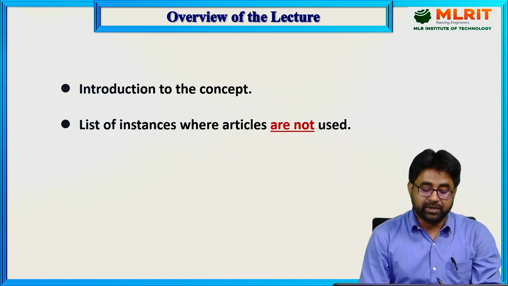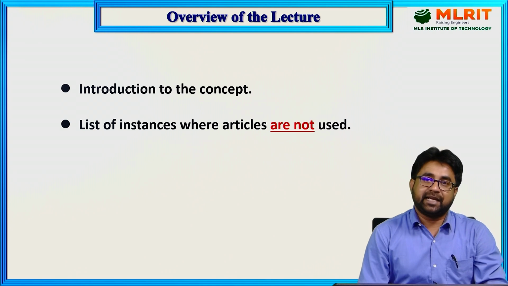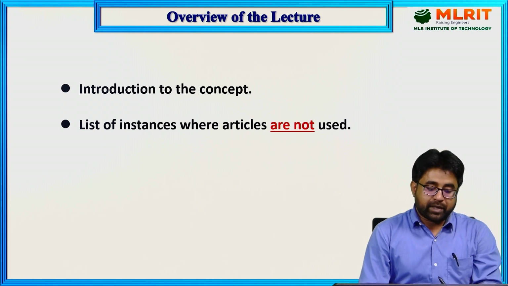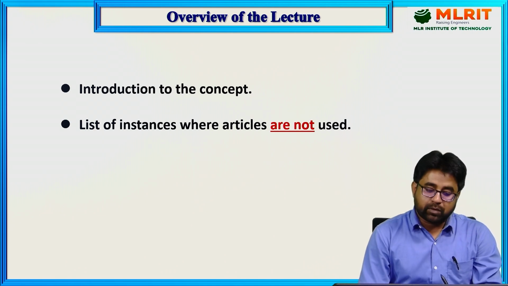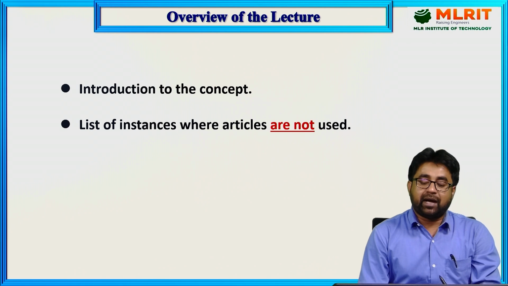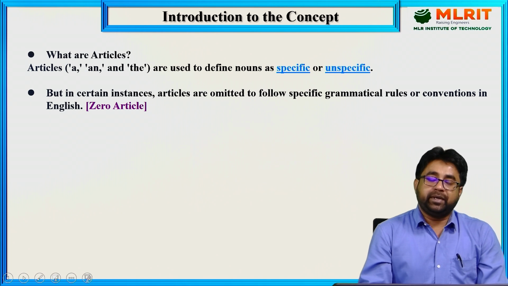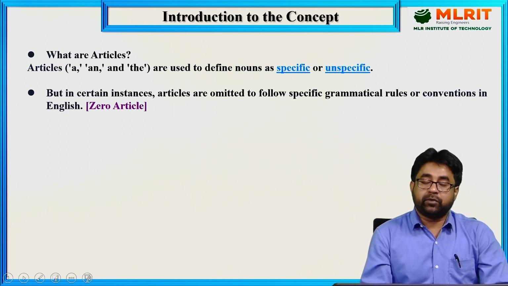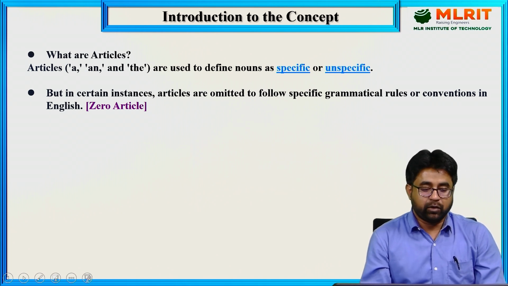So what is omission of articles basically? In the second part, we will be discussing a list of instances where articles are not used, or where articles are not supposed to be used. This is very important. So first, we would be discussing the introduction to the concept. What is omission of article?